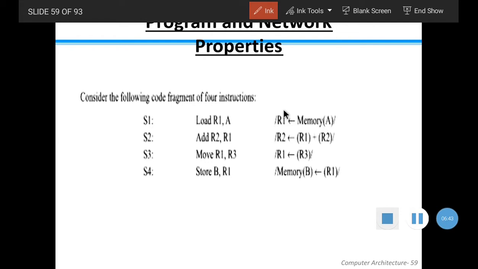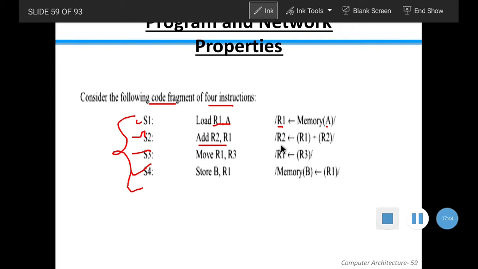Next we will take a sample example. You can take it as a code fragment consisting of 4 instructions, S1, S2, S3, S4, and you can think of each instruction as a statement here. In the first instruction, load R1 comma A. A you can think of as the accumulator. From memory we are transferring the data from memory A to register R1. Similarly, in the second statement we are adding R2 comma R1.